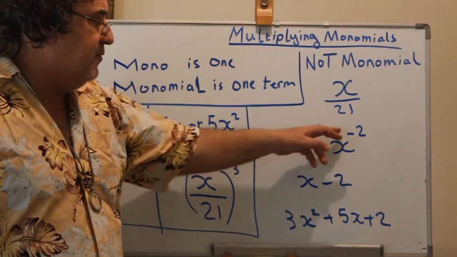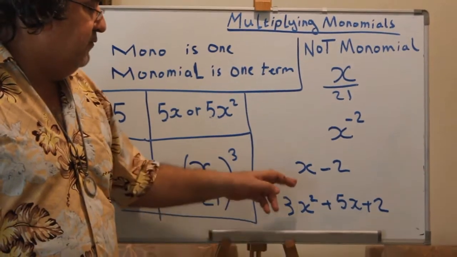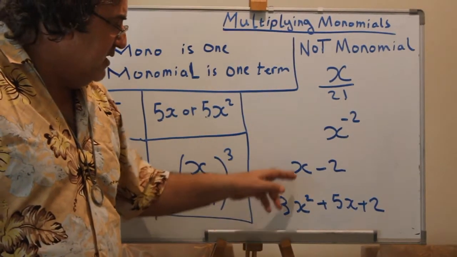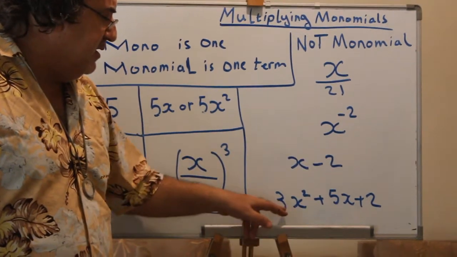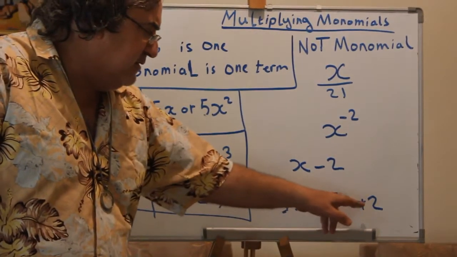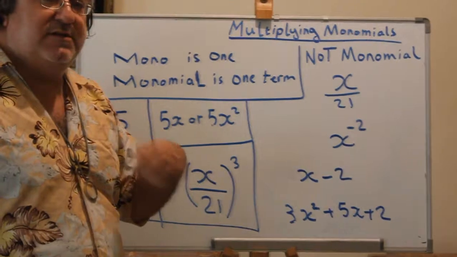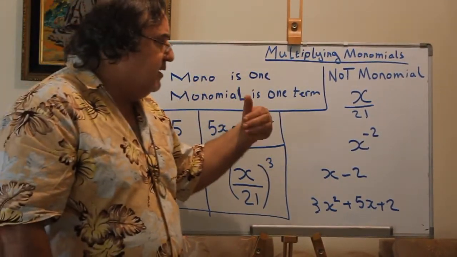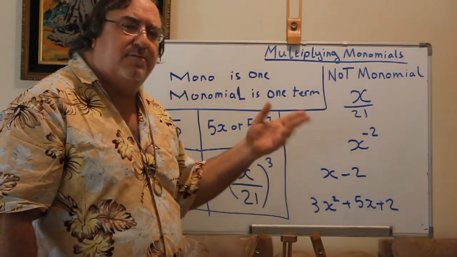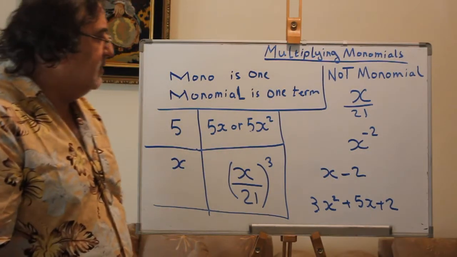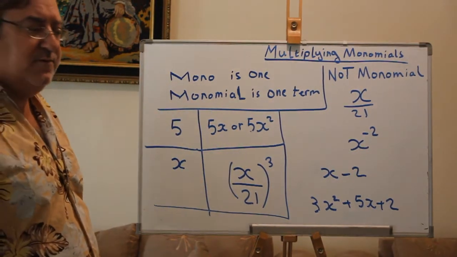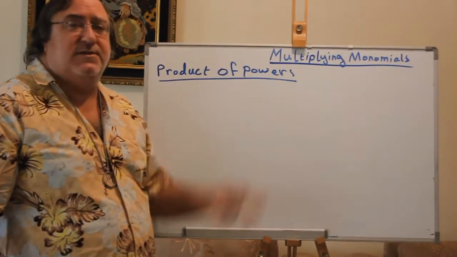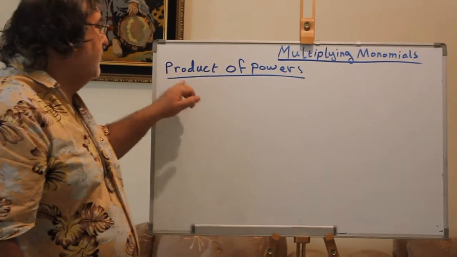These are the ones which are not monomials: when we have a variable in a fraction denominator, or a power negative 2, or an expression with two terms or more, like x minus 2, which is two terms, or 3x squared plus 5x plus 2, which is three terms. These are more than one monomial, so we call them not monomial. They are binomial, trinomial, you will know it later. So I hope it is all clear for you. Thank you.